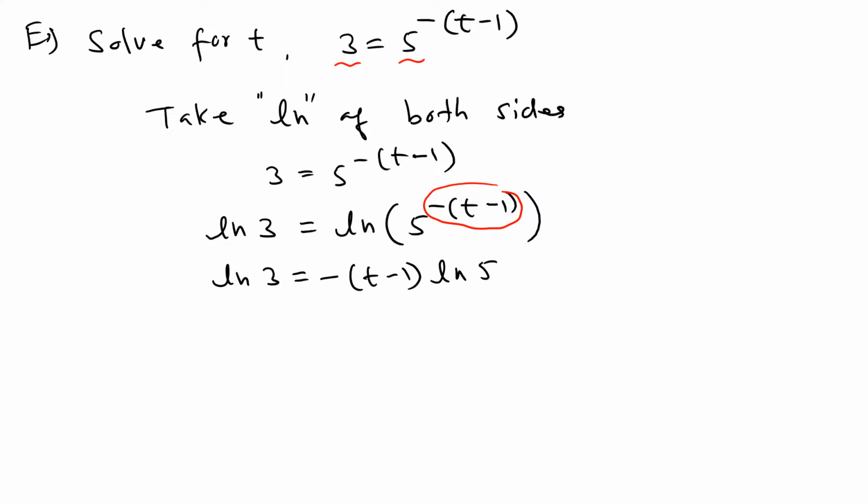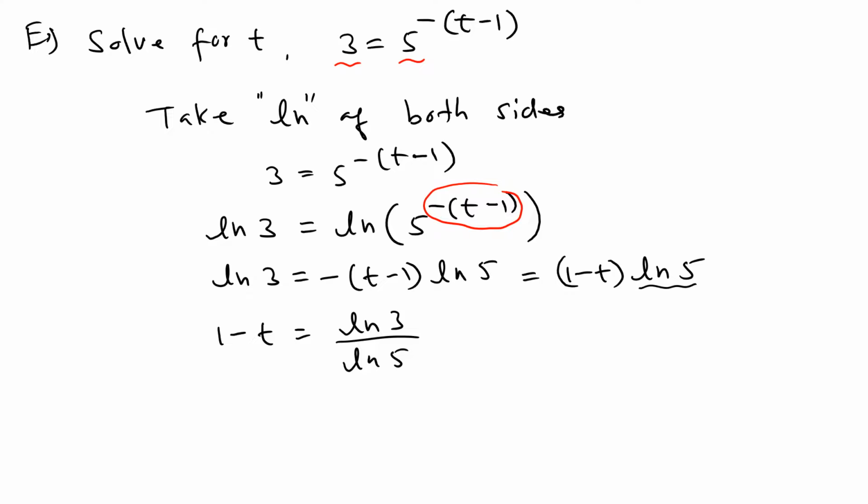So ln 3 and ln 5 are numbers. If you simplify this a little further, you can write this as 1 minus t, and then ln 5. Now what we're going to do is divide both sides by ln 5. So you can write this as 1 minus t equals ln 3 over ln 5. So you divide by ln 5 on both sides.